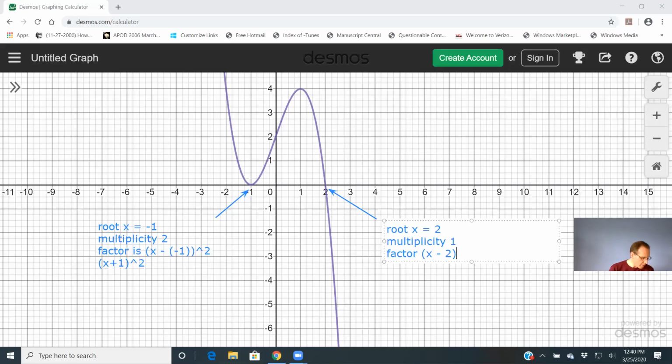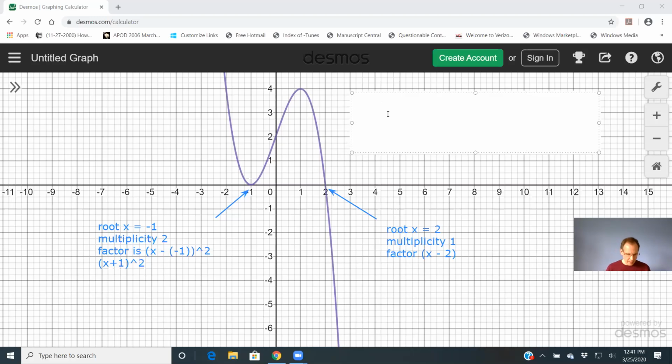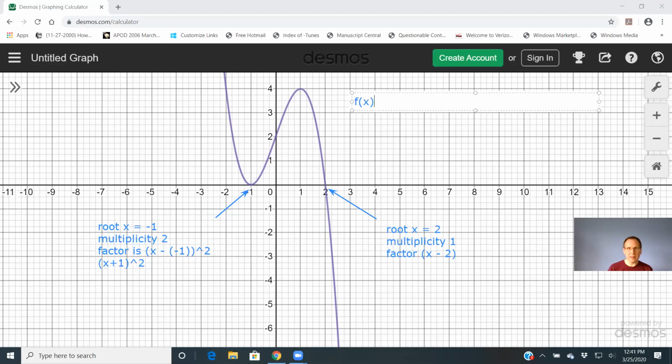So that means the polynomial itself, I guess I can do this all on here. I'll write it up here. The polynomial itself is going to have the form f of x is equal to some value, I don't know what that is yet, a, times x plus 1 squared, right, times x minus 2. And we just need to figure out what that a is, right? And then we'll have the exact equation for our graph.